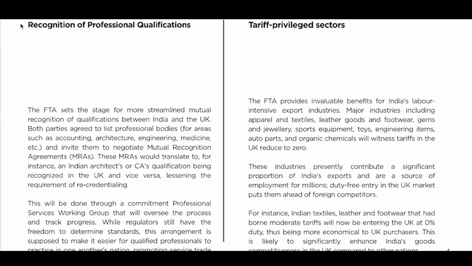Then another key term that has appeared is recognition of professional qualifications, which has to do with the liberalization of the service sector of each other's countries. So the free trade agreement sets the stage for more streamlined mutual recognition of qualifications between India and UK. Both parties have agreed to list professional bodies such as accounting bodies, CAs, architects, engineers, and doctors, and invite them to negotiate mutual recognition agreements. These agreements would translate to an Indian architect or CA qualification being recognized in UK and vice versa.